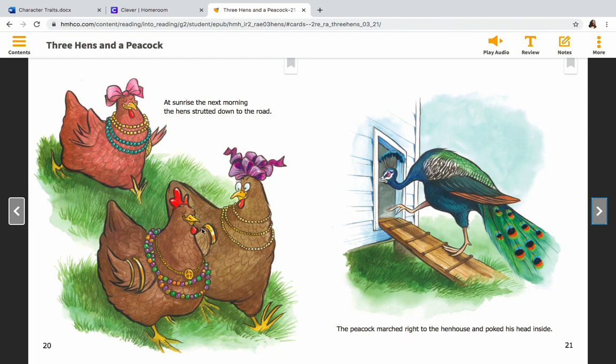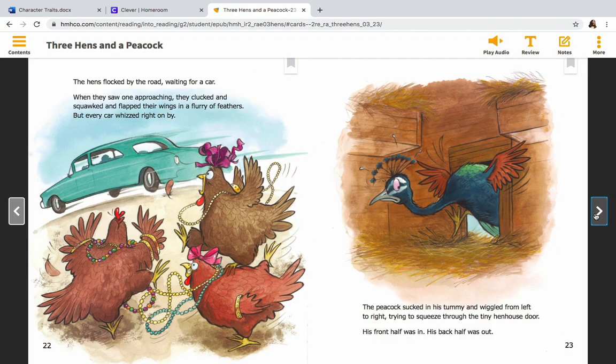And look how gussied up they look. They have their beads, their bangles, their bows. The peacock marched right to the hen house and poked his head inside. The hens flocked by the road, waiting for a car. When they saw one approaching, they clucked and squawked and flapped their wings in a flurry of feathers. But every car whizzed right on by.